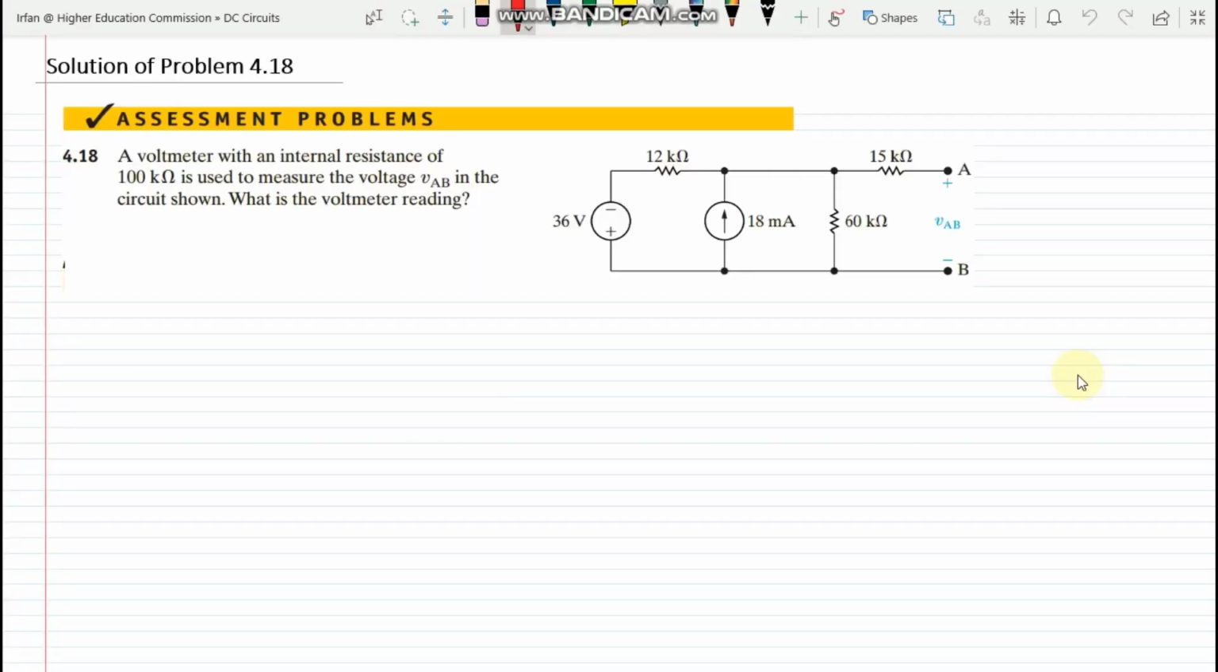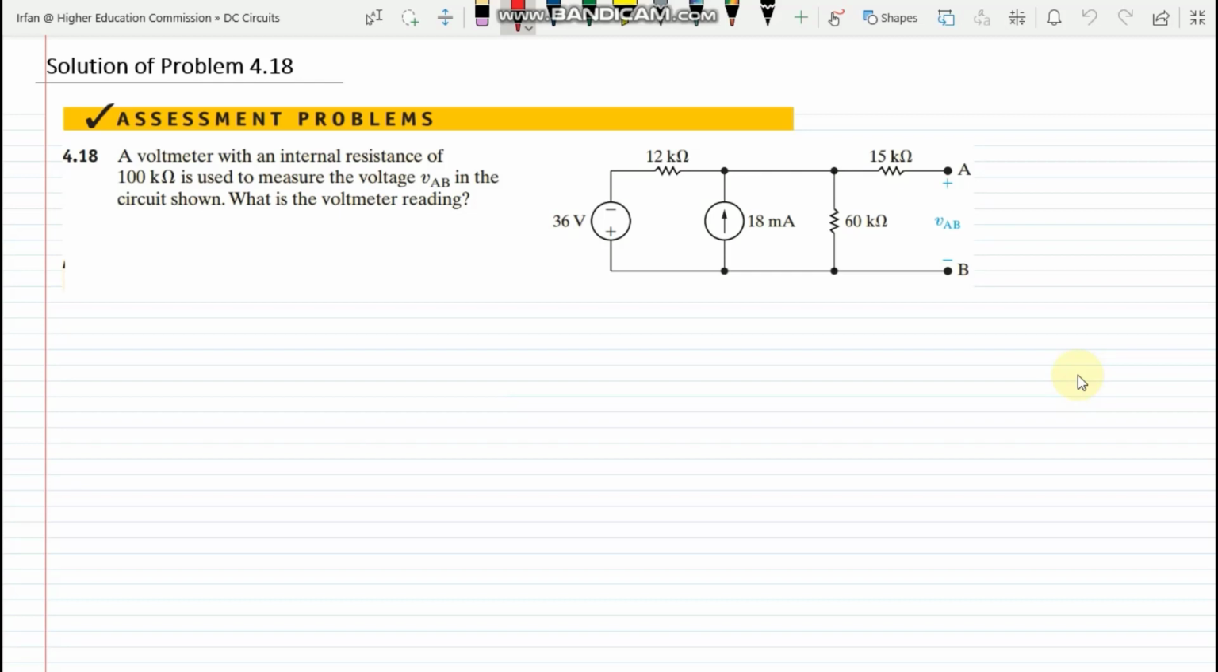Welcome back. This is assessment problem 4.18, and the statement is that a voltmeter with an internal resistance of 100 kilo ohm is used to measure the voltage VAB in the circuit shown. So this is our circuit, and here a voltmeter will be connected to find the voltage, which has an internal resistance of 100 kilo ohm. What would be the reading of that voltmeter?